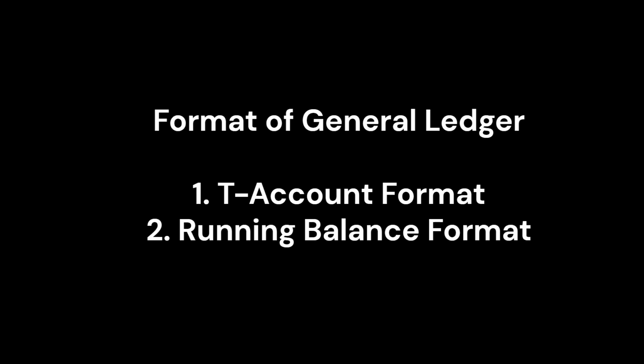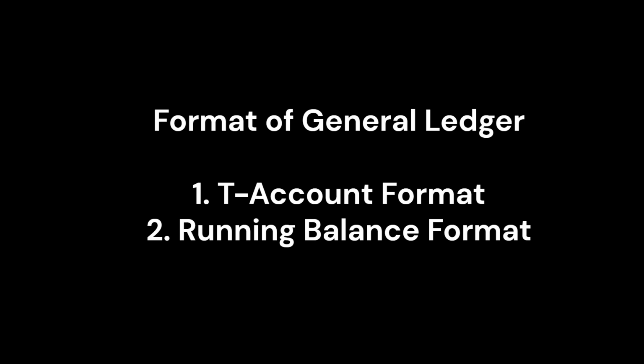Journal folio or reference: a cross reference code, for example a page or entry number, to the original journal entry, creating an audit trail. Debit: the amount debited, recorded on the left side in double entry. Credit: the amount credited, recorded on the right side in double entry. Balance: the running or cumulative balance of the account after each transaction is posted.